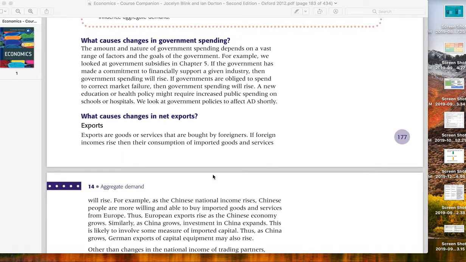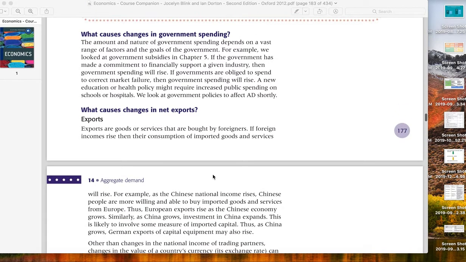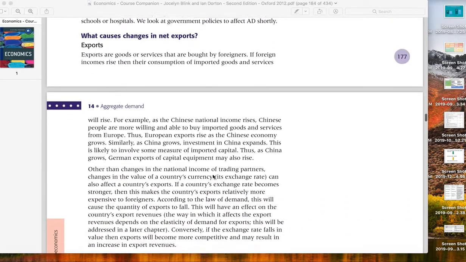We look at government policies then to affect the AD shortly. So whenever they start increasing spending, it will impact the aggregate demand. So once again, external factors, promises made by the government, objectives, those are the kind of things that can shift the aggregate demand in terms of government spending. 22 minutes, let's keep going. What causes changes in government spending? We've done that. Now let's get on to imports and exports.